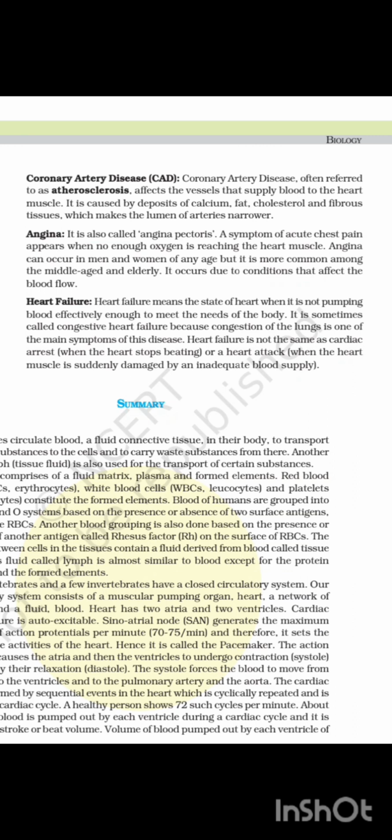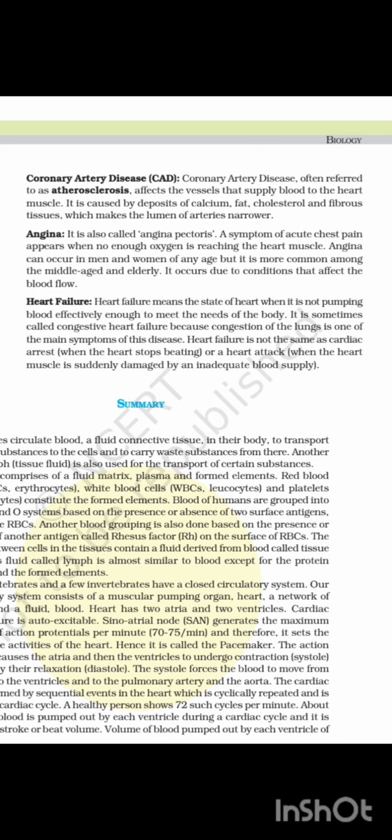Angina. It is also called angina pectoris. A symptom of acute chest pain appears when no oxygen is reaching the heart muscle. Angina can occur in men and women of any age, but it is more common among the middle-aged and elderly. It occurs due to conditions that affect the blood flow.